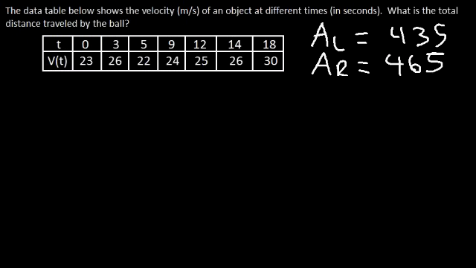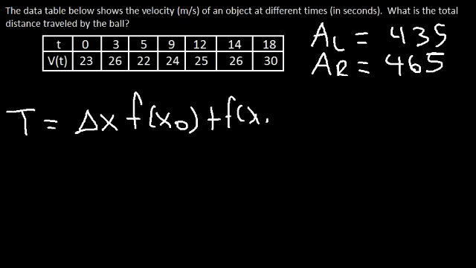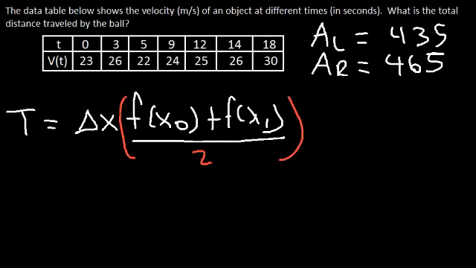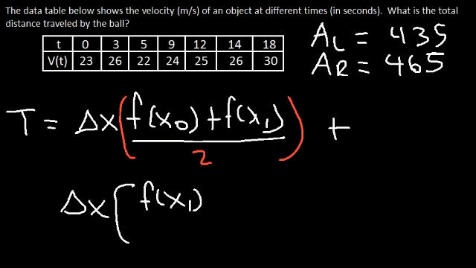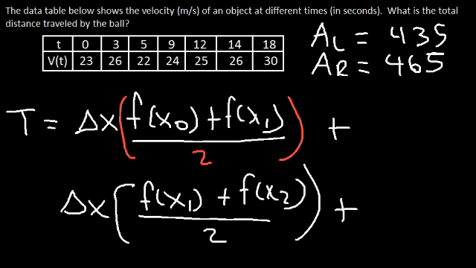Now, how can we apply the trapezoidal rule if we have an uneven interval? What do we need to do here? So what we're going to do is we're going to multiply the width times the average of the two y values associated with that width. So this is going to be delta x times f of x0 plus f of x1 divided by 2. And then it's going to be plus delta x times f of x1 plus f of x2 divided by 2. And then we're going to repeat the process.